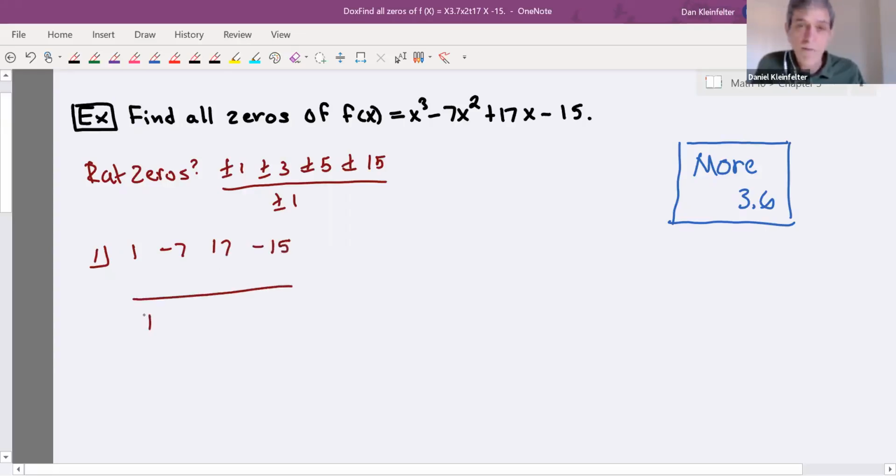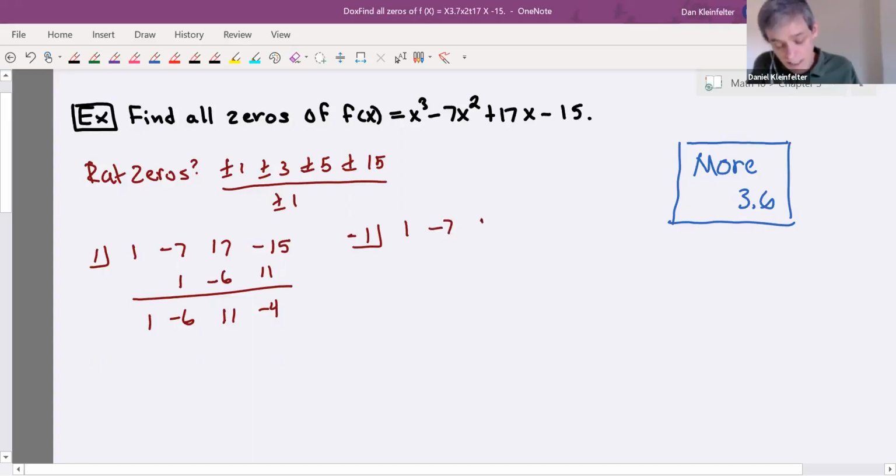Okay, our 1 drops straight down. We're going to multiply and add. 1 times 1 is 1. Negative 7 plus 1 is negative 6. 1 times negative 6 is negative 6. 17 minus 6 is going to be 11. And then 1 times 11 is 11. And I can tell negative 15 plus 11 is negative 4, which is not 0. So 1 didn't work. Let's try maybe negative 1.